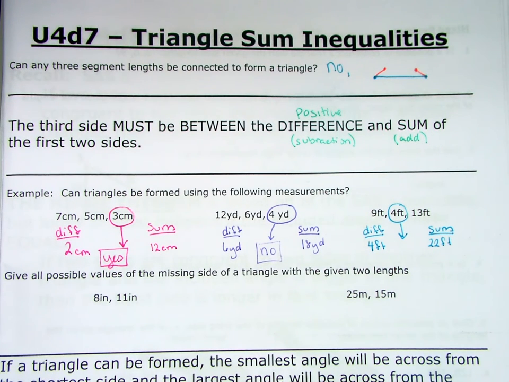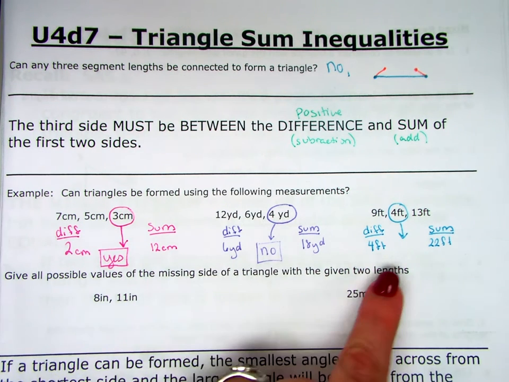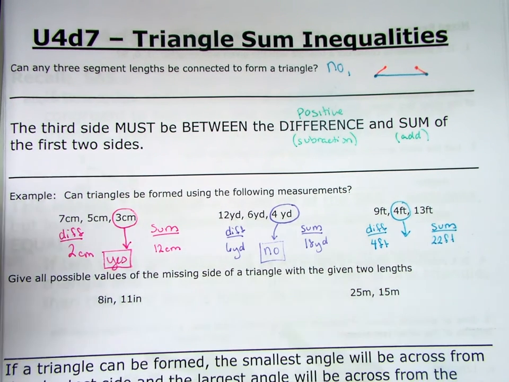If I go stand in the doorway of this classroom and I say, am I in between the walls of this class? The answer is no. I'm equal with one of the walls, but I'm not in between the walls. I have to be here to be in between the walls. Does that make sense? So, you cannot be equal to one of the ends. You have to be in between the two ends.